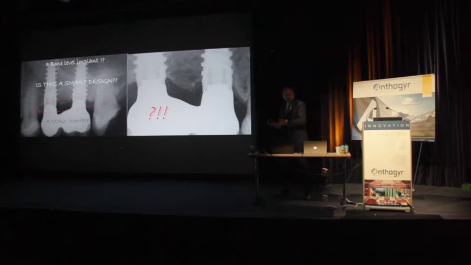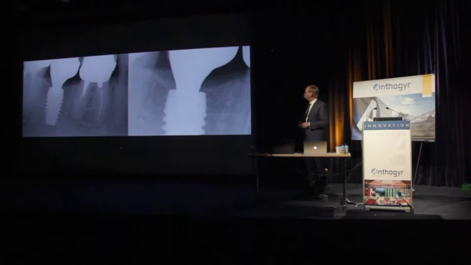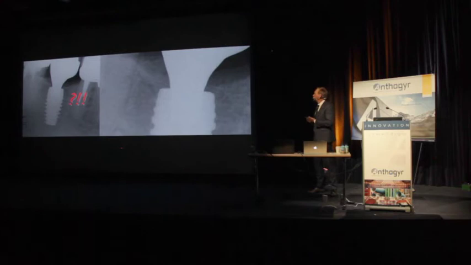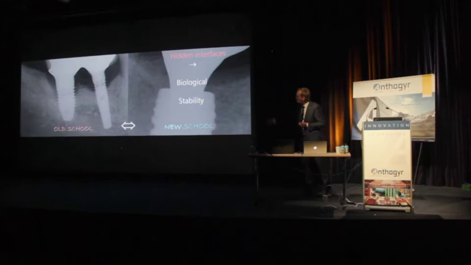We use the conical connection and we place the flat to flat not on bone level but higher up over here. So this looks much, much better, and this is the Axiom PX bone level implant placed deep under the bone, slightly under the bone, you get new bone formation on the shoulders. And this is now what I call a real bone level implant. It gives me biological stability and bone stability, which is so important. So we move from old school implantology to the new school approach.